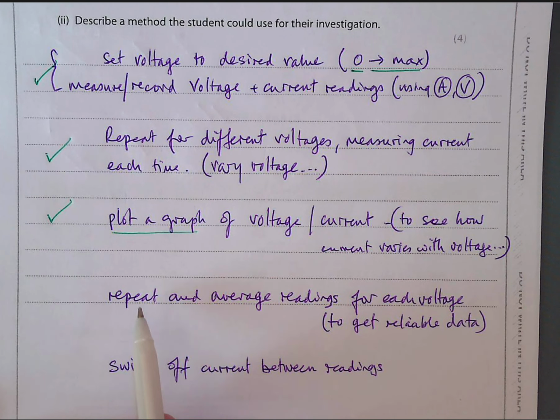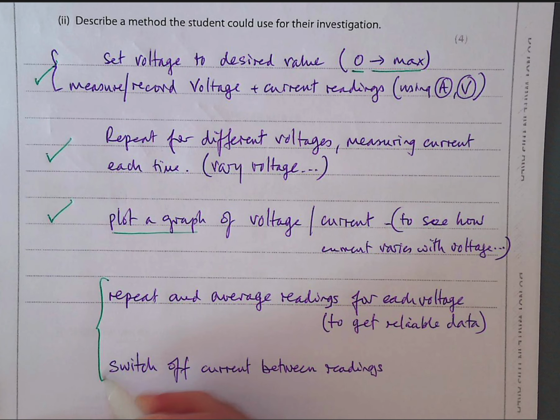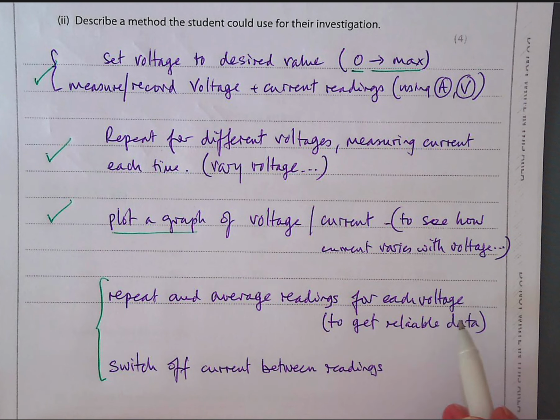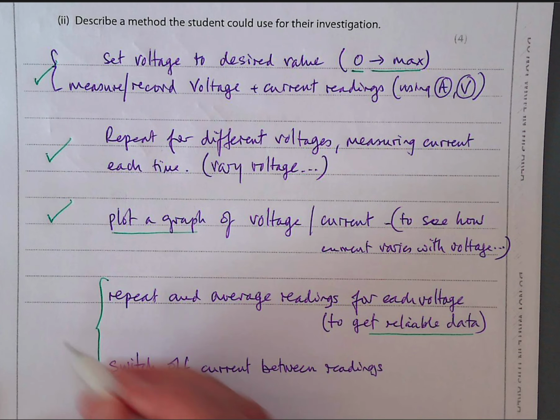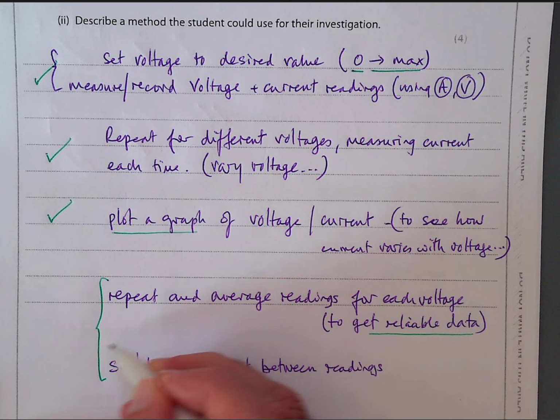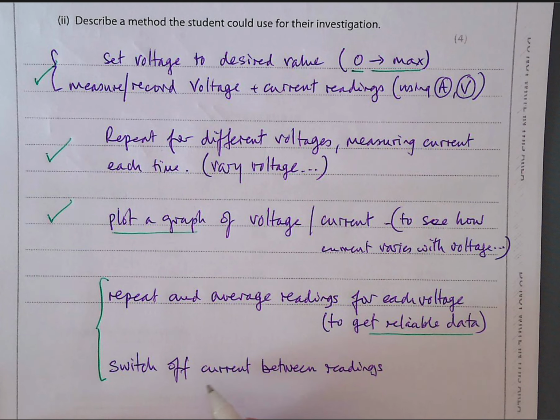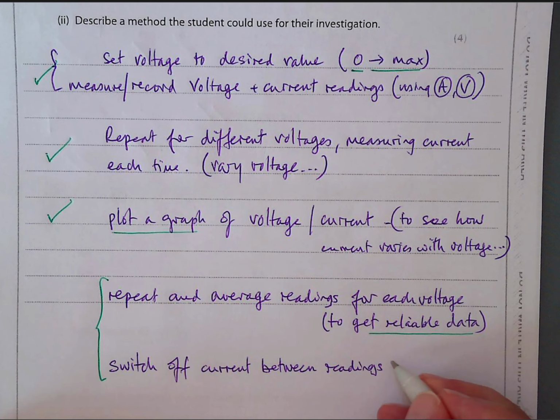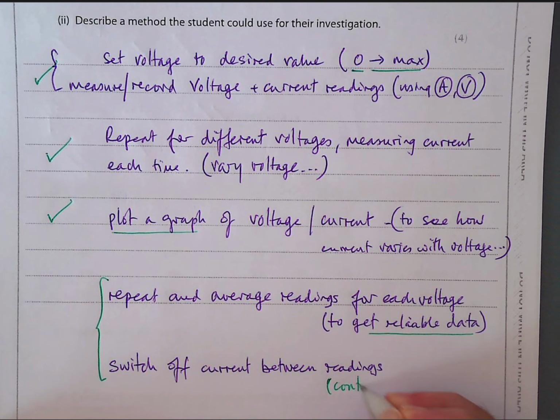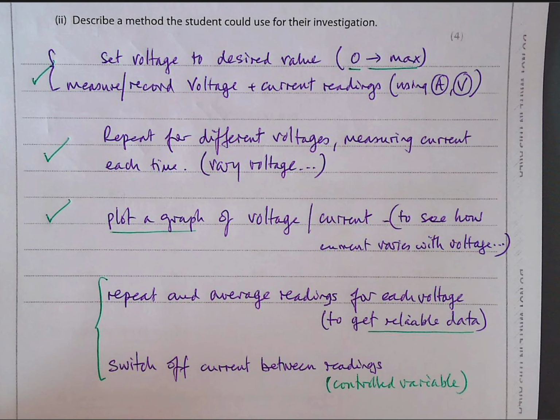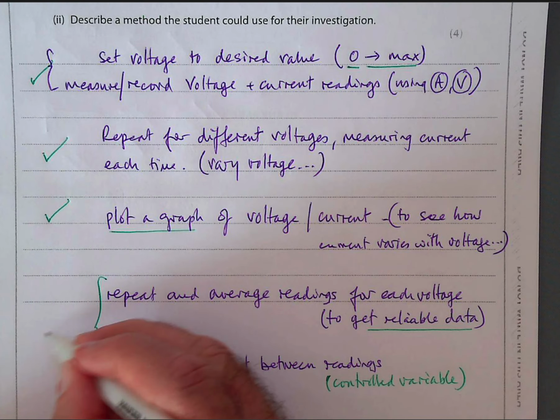And then you can get extra marks for saying things like this. Either of these: repeat and average readings for each voltage, and I've said to get reliable data. That's why you repeat and average. You could get a mark for this one, or you can get a mark for saying switch off the current between readings so you don't have another factor influencing it. In a way, this is a controlled variable. You don't let the current just keep going on. It's also normal practice with electricity experiments. So that's how you get the 4 marks.